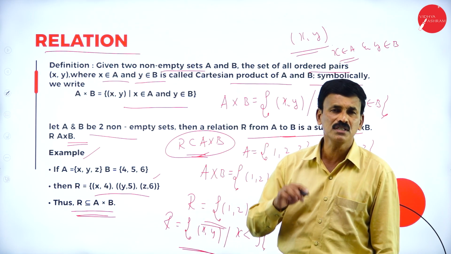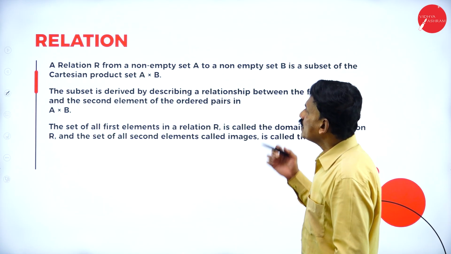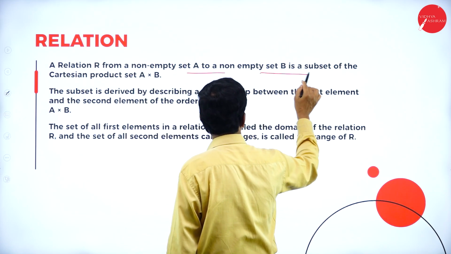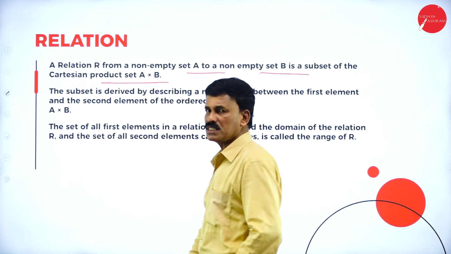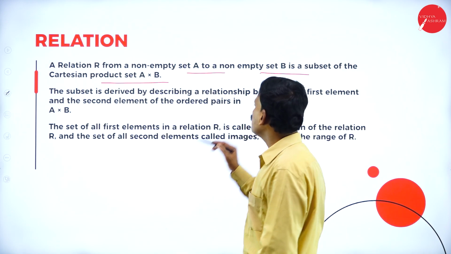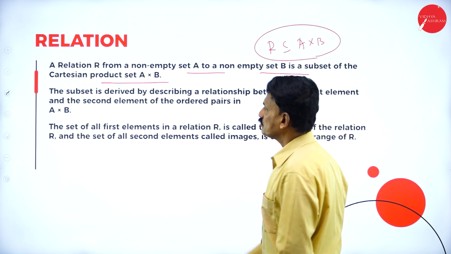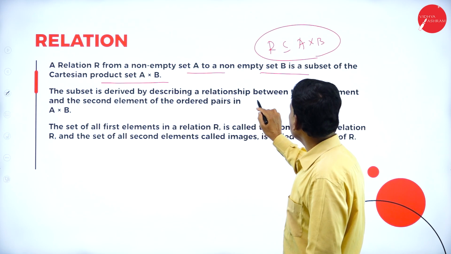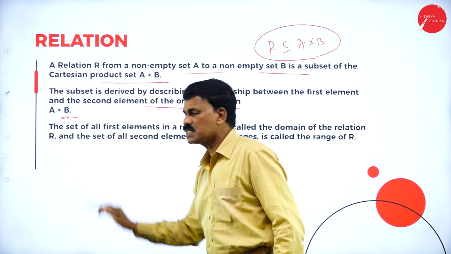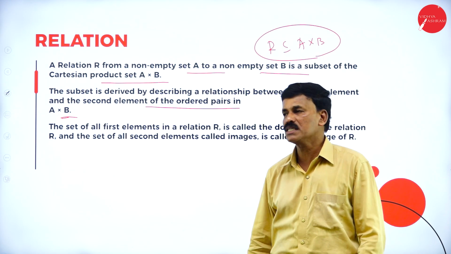Now you got an idea regarding the Cartesian product as well as the relation, right? Now let us come to the definition. A relation from a non-empty set A to a non-empty set B is a subset of the Cartesian product A cross B. So R is a subset of A cross B. The subset is denoted by describing a relation between the first element and the second element of the ordered pairs. That means the first element is an element of set A and the second member is an element of set B.